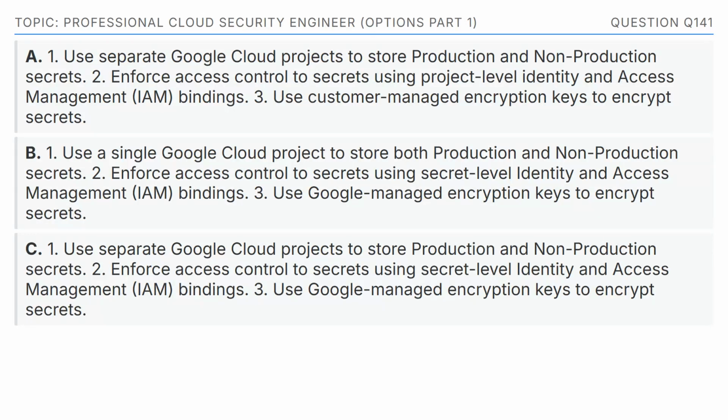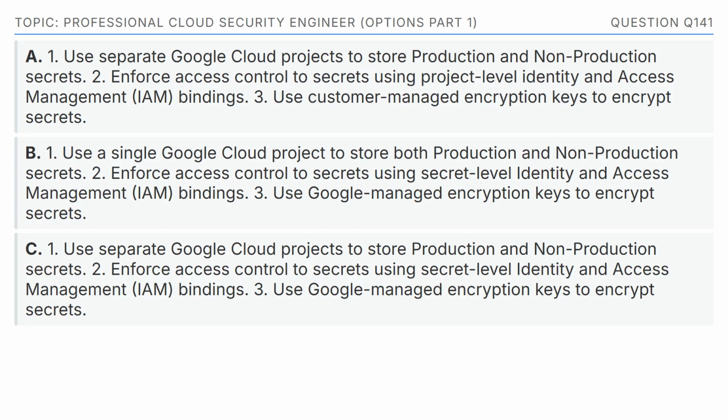The options are: Option A, 1. Use separate Google Cloud projects to store production and non-production secrets. 2. Enforce access control to secrets using project-level identity and access management, IAM, bindings. 3. Use customer-managed encryption keys to encrypt secrets.